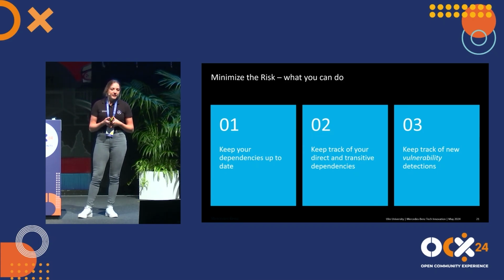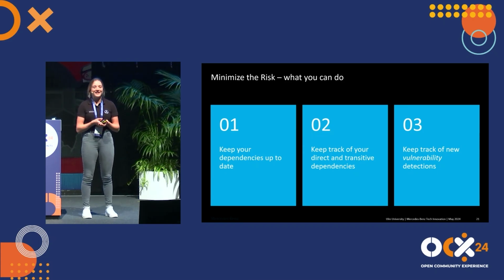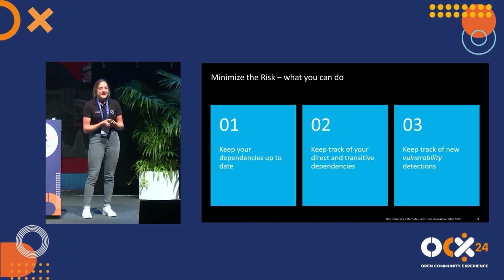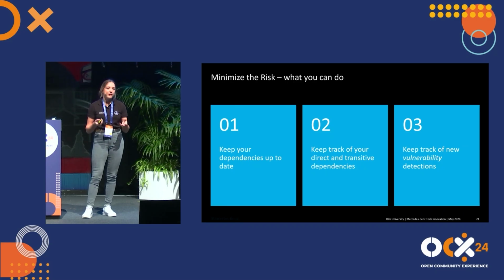Second, keep track of your direct and transitive dependencies. So you should also know what's coming into your software from your direct dependencies. And third, keep track of new vulnerability detections, because you might have your SBOM you generated regularly and you looked up the vulnerabilities and you say, oh, there's no vulnerability now, but what if a vulnerability gets newly detected?